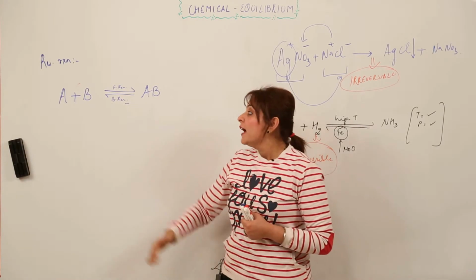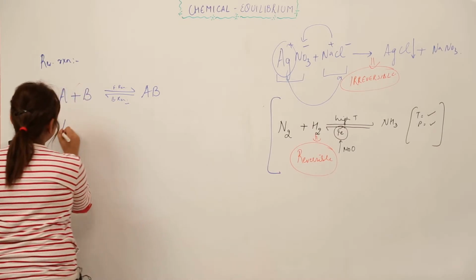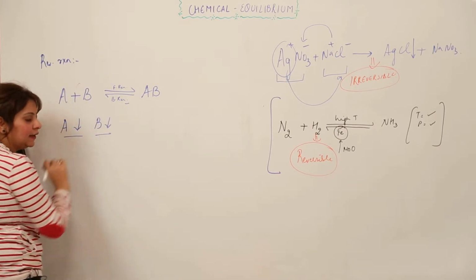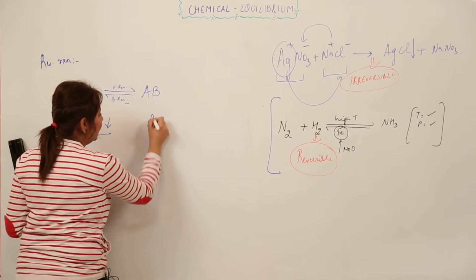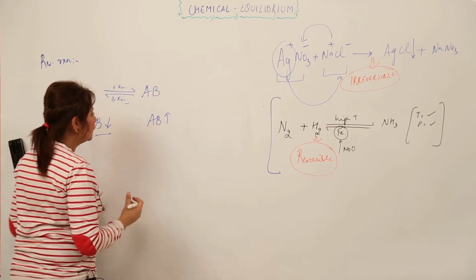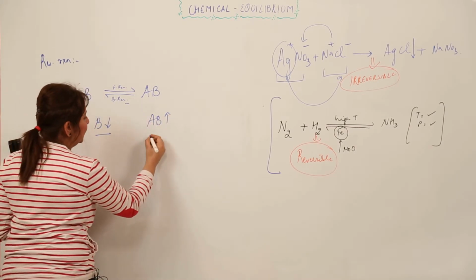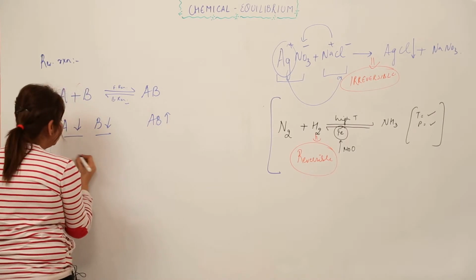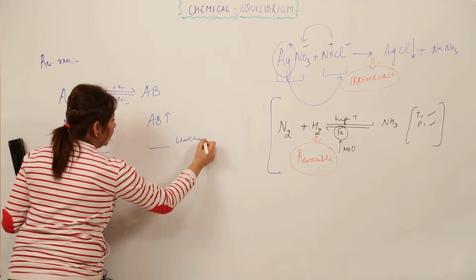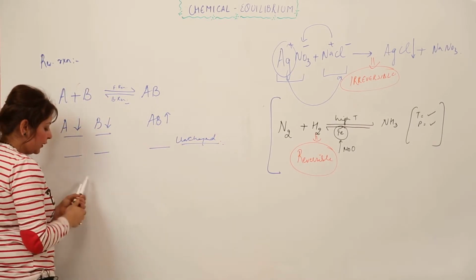For example, I just mix A and B. So what is happening? The concentration of A decreases with time, the concentration of B decreases with time, right? And simultaneously the concentration of AB increases with time. When a sufficient amount of AB is formed, then what happens? With the passage of time, these concentrations remain unchanged. So that indicates a stage of equilibrium.